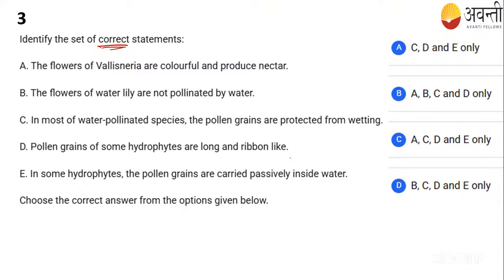In statement D, pollen grains of some hydrophytes, hydrophytes means the plants which are growing in water, they are producing long and ribbon-like pollen grains. E statement, in some hydrophytes, the plants which are growing in water, the pollen grains are carried passively in water, meaning no energy is required for moving the pollen grains. Is any energy required to move the pollen grains in the water? Like someone is putting in energy and moving them? No, right? That is called passively. Now, tell me the answers.